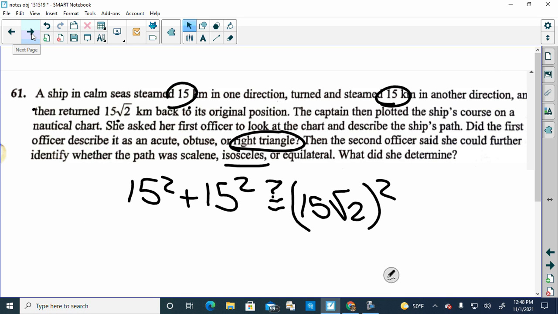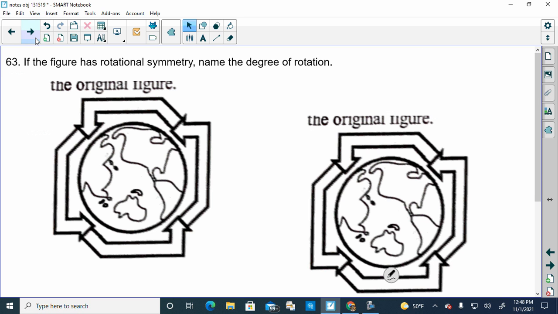Yes? Is it possible for an acute triangle to be scalene? No, I don't think so. Because you would have to have one obtuse, one bigger than the other. In my head, I don't know how that would be possible.